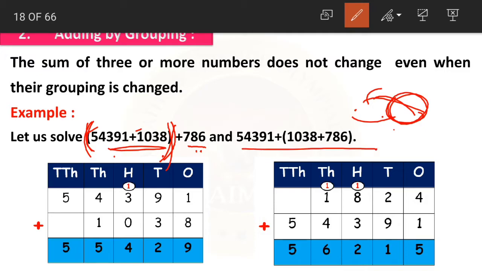Now in the second example, 54,391 is left out and 1038 formed a group with 786. Okay, the grouping is changed here. In the first example, 54,391 and 1038 were a group, and in the second example 1038 formed a group with 786. Yes, suppose there are three friends, A, B and C.